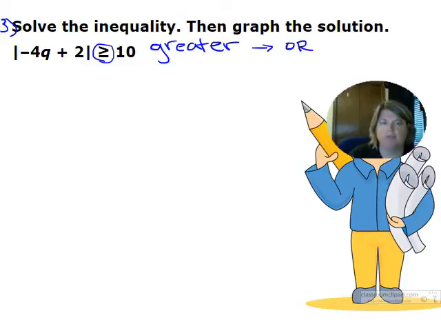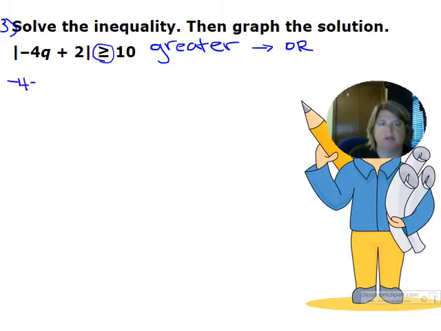Whenever we do OR statements, first thing, make sure that the absolute value is by itself. You see that there's nothing outside the absolute value until you get to the inequality. Once you get to the inequality sign, then that moves over to the right side of the equation. So there's nothing in front, and there's nothing after the absolute value on the left side of the equation. So we're ready to go ahead and separate into a compound inequality.